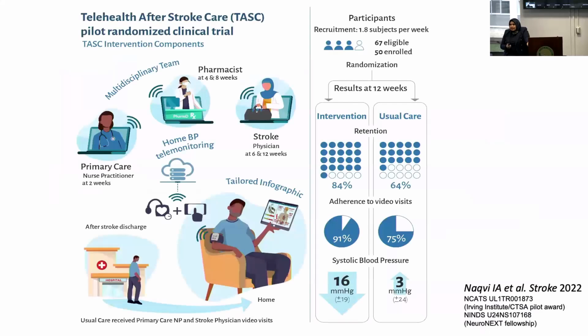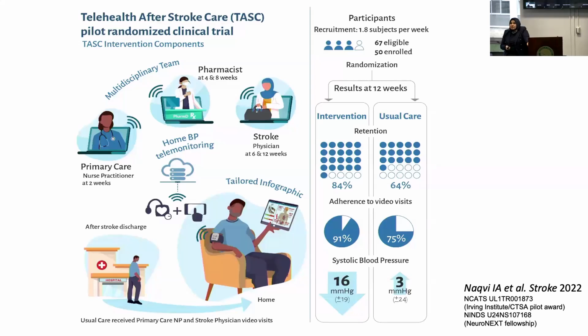And so we did this study called Telehealth After Stroke Care. This was a pilot randomized trial, and we looked at these components of multidisciplinary care with home blood pressure telemonitoring against control. And that was usual care. And so usual care as in what they typically got. Having said that, after they completed their intervention at 3 months, we went back and gave them the home blood pressure telemonitoring with the team.